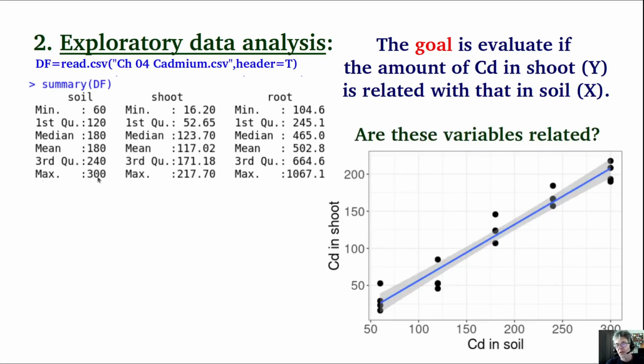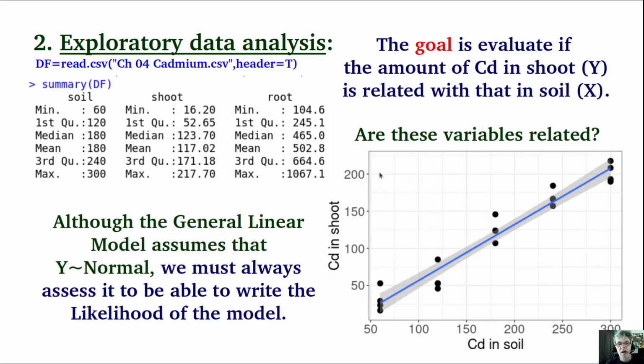The next question that we need to ask in any exploratory data analysis is whether these two numerical variables are related, whether the response variable on the vertical axis is related to the explanatory variable on the horizontal axis. And the answer is yes: as the explanatory variable increases, so does the response variable.